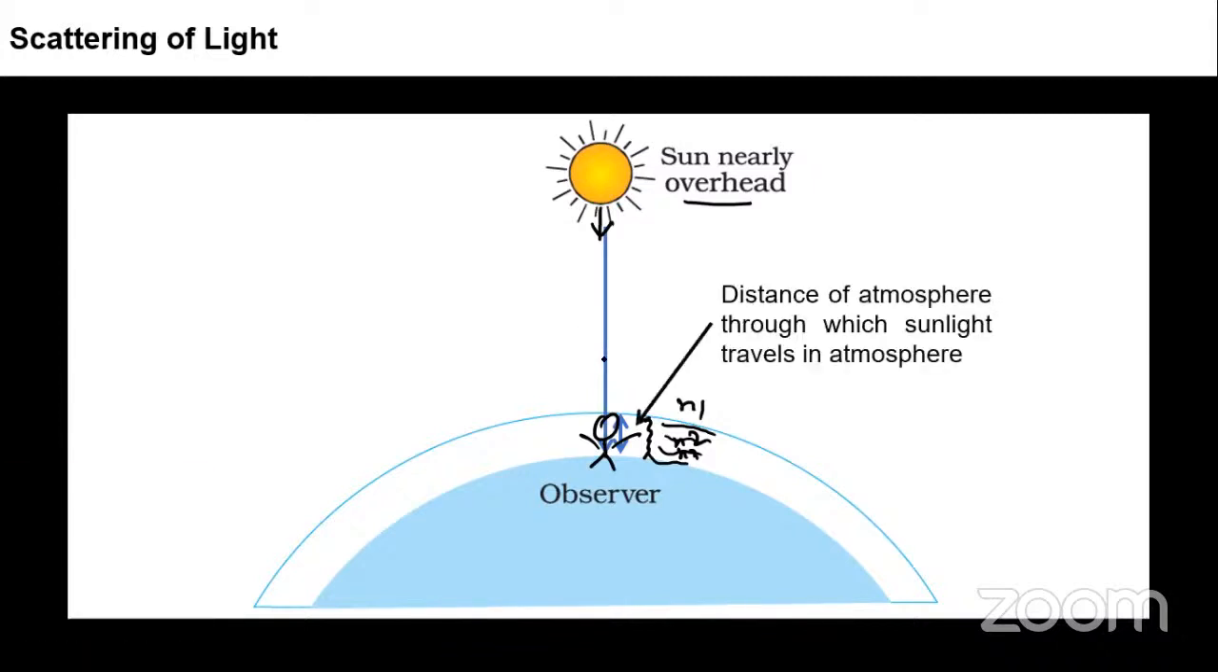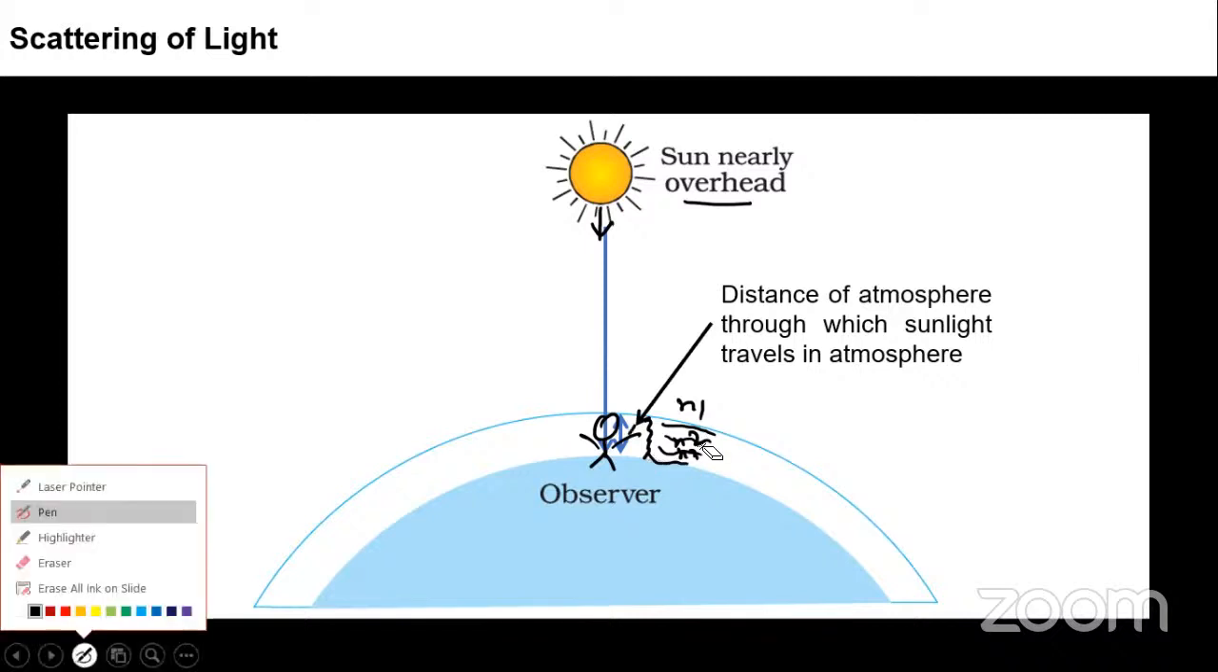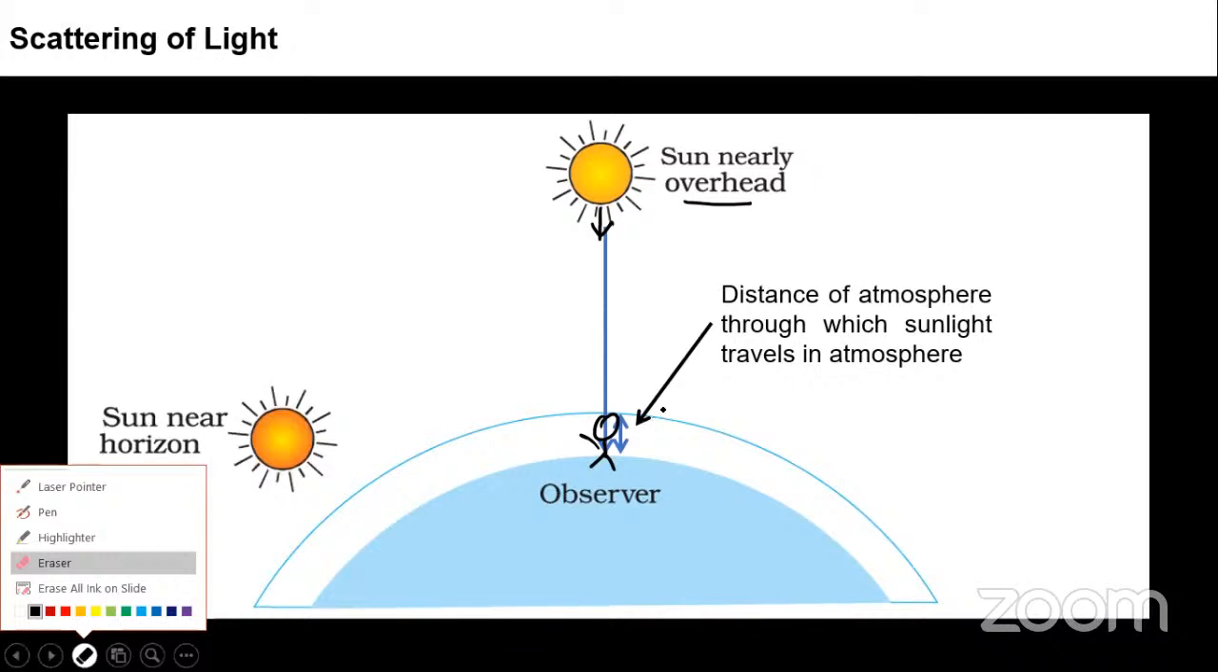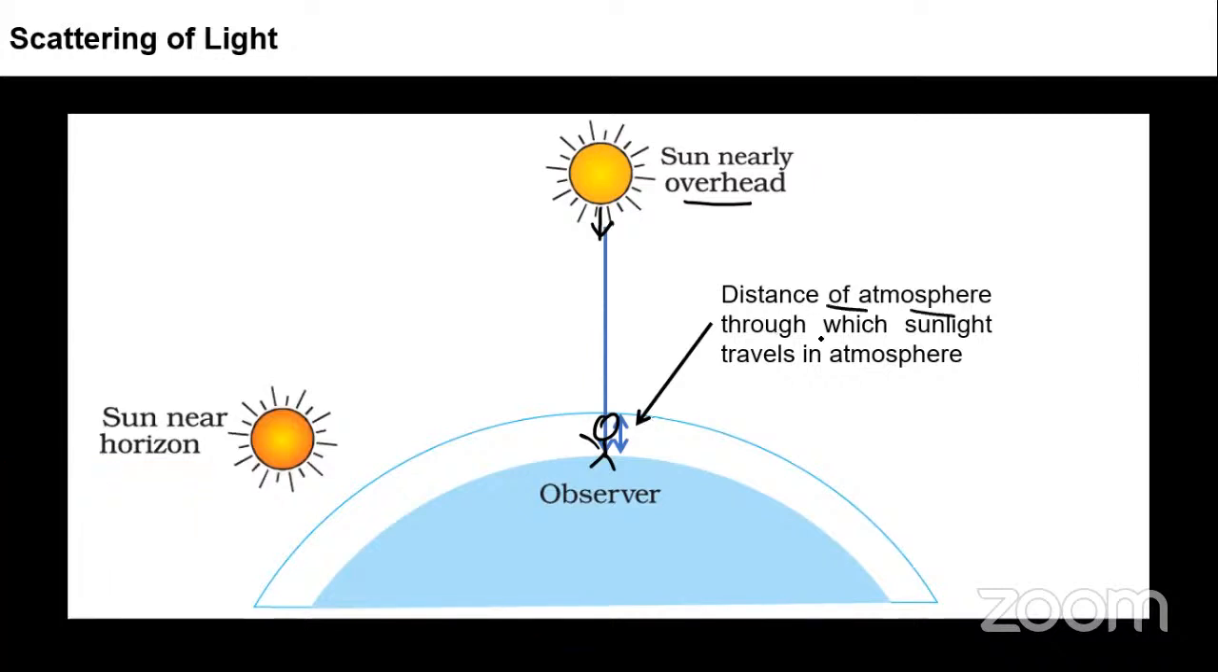you can see here light is entering. Let me show you. You can see here, students, the light which is entering, the distance of the atmosphere through which the sunlight travels is only this much. That's why you're able to see this violet color. And when the sun is near the origin, say sunset picture, this is a sunset scene, we are able to see the red colors around it.